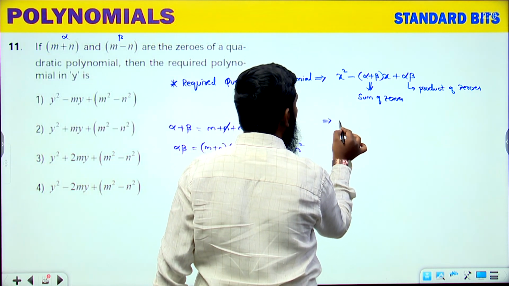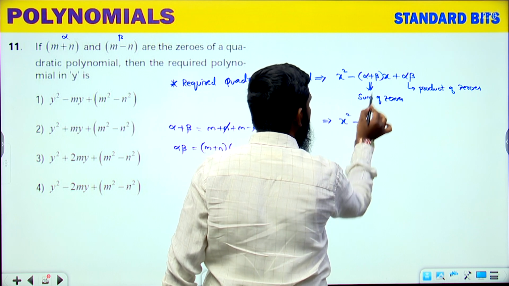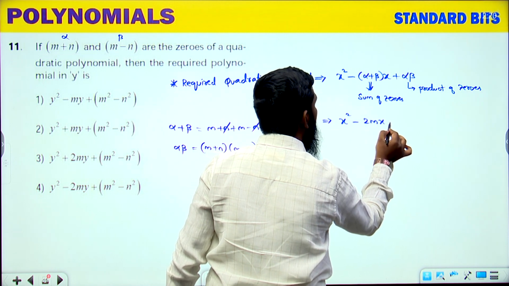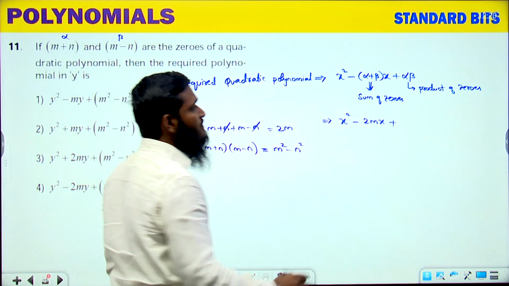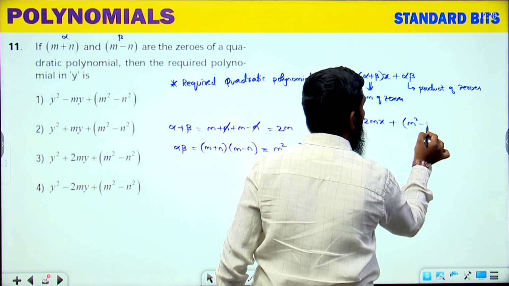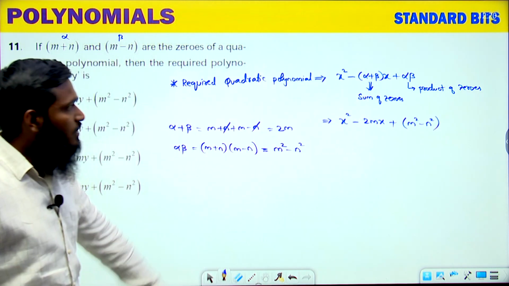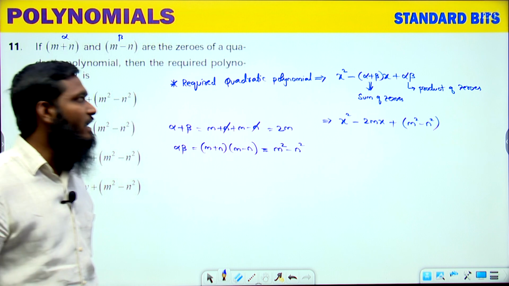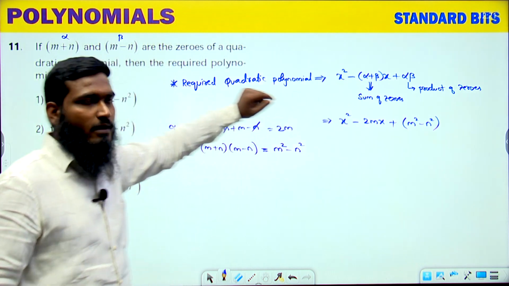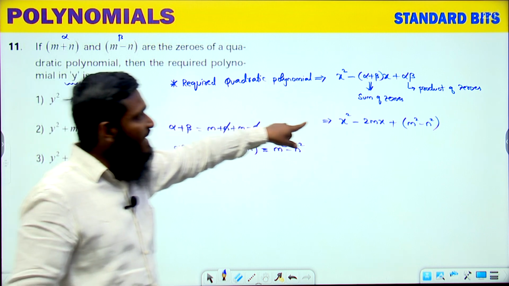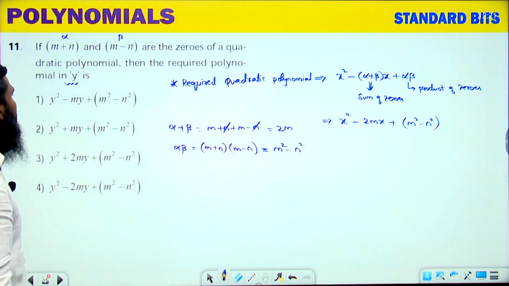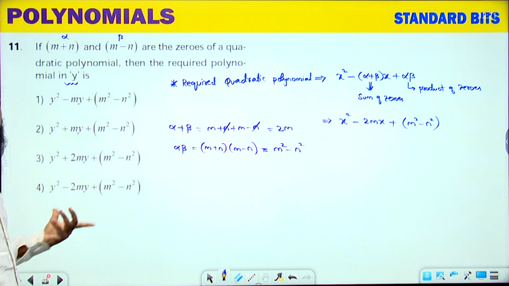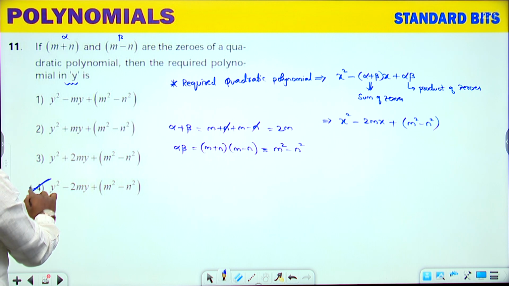If you substitute over here, x square we write as it is, minus, what is the alpha plus beta value? 2m. So we write this part as 2mx plus, what is the alpha beta value? m square minus n square. This part we have taken. So that is the answer we are getting. But here it has been asked in terms of the y variable. The standard will be the x variable, but if it is asking in y variable, in the place of x we only write y. So what can we write now? We have y square minus 2my plus m square minus n square. In the place of x we write y, so option 4 is correct.